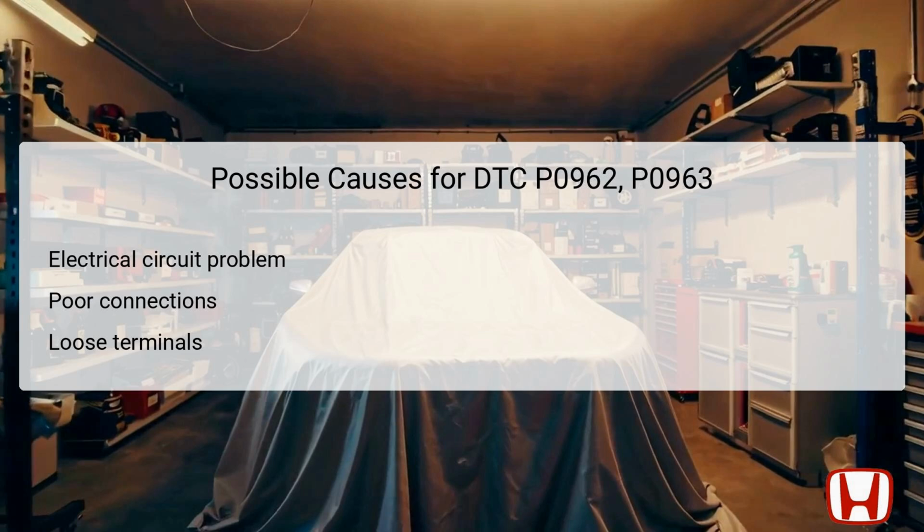The primary causes of DTCs P0962 and P0963 stem from electrical circuit problems that could impact the performance of the CVT drive pulley pressure control valve. These issues can arise from several sources, including poor or corroded connections that disrupt the electrical flow between the valve and the TCM. Additionally, loose terminals can cause intermittent connection issues, leading to erratic voltage readings that trigger these DTCs.